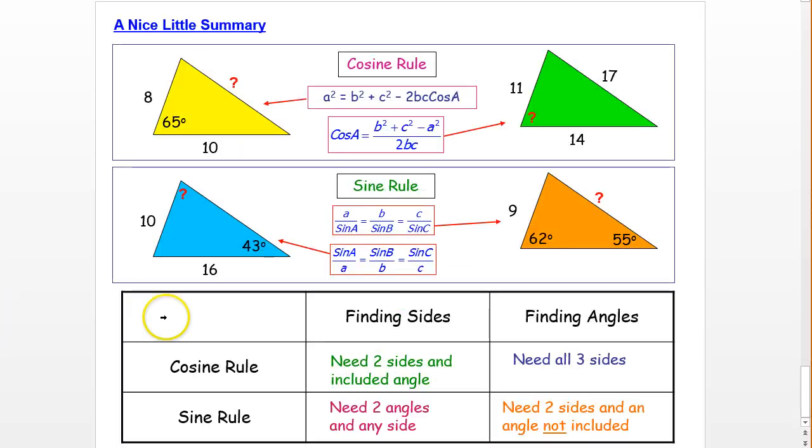Little summary there. Cosine rule, can use it to find a missing side if I know two sides and the angle in between. Can use it to find an angle if I know three sides. Sine rule, if you're looking for a side, make sure the little letters are on top. If you're looking for an angle, make sure the big capitals are on top, the sines of the angles are on top. And in that last case, you may need to look out for the ambiguous case.